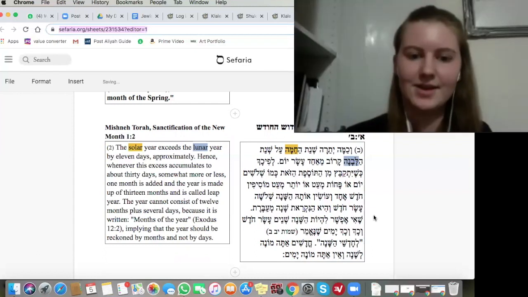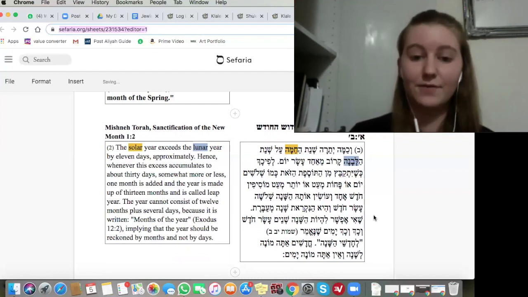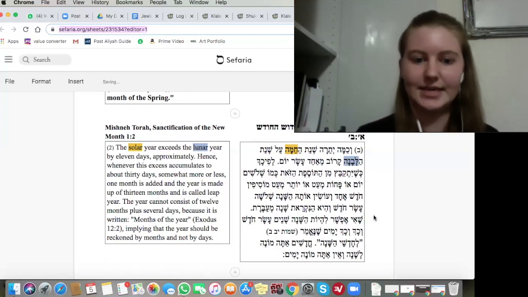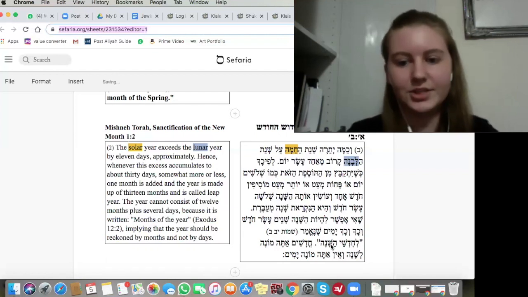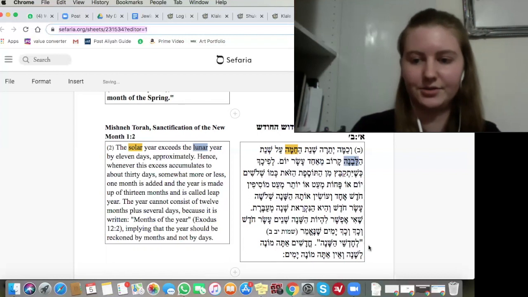Awesome, thank you. So I brought this source just to show that to solve the issue of the solar year being 11 days longer than the lunar year, why don't we just add 11 days every year? We can't do that because it says in Shemot, l'chodshei hashana, the months of the year. So we can't add days to a month. We have to add complete months.